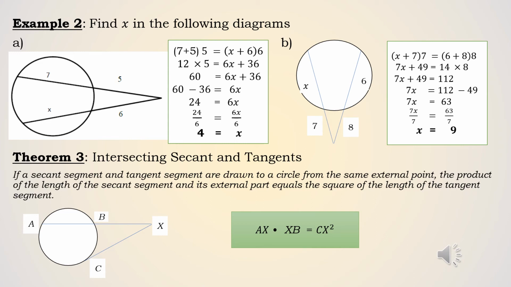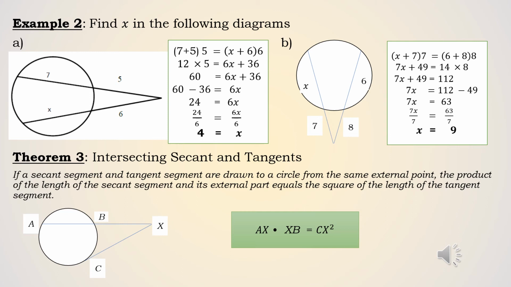Now we have to solve for x. First of all we have to remove plus 36, and to do that, we'll have to minus 36 on both sides. So 60 minus 36 is equal to 6x. 60 minus 36 is 24, and on this side we have 6x. Now to solve for x, we have to remove 6 by dividing by 6 on both sides. So 24 divided by 6 is equal to 6x divided by 6. x is equal to 4.